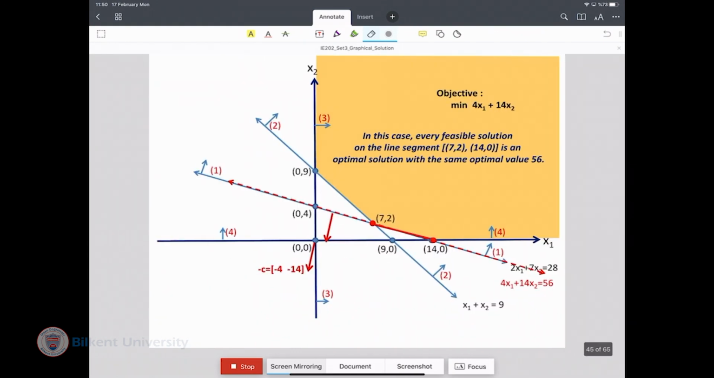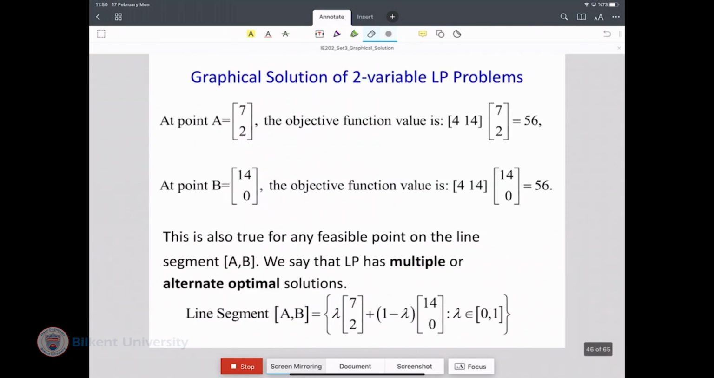I know there are two corner points, point 7, 2 and 14, 0. The line segment joining those 2 points is actually my optimum solution, right? And this is how you write that line segment. This is the convex combination of the 2 endpoints. Lambda being 1 gives you the first point. Lambda being 0 gives you the second point. Lambda being 0.5 gives you a midpoint. By changing your lambda, you can find another solution with the same objective function value. Clear?